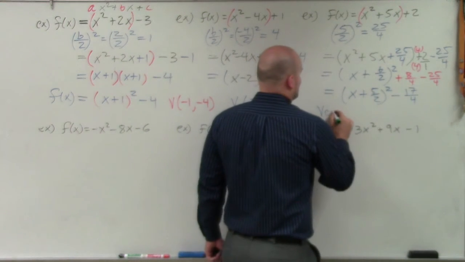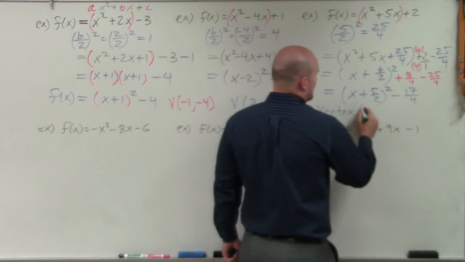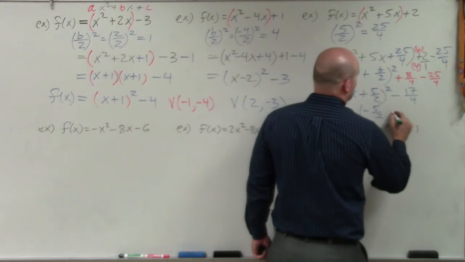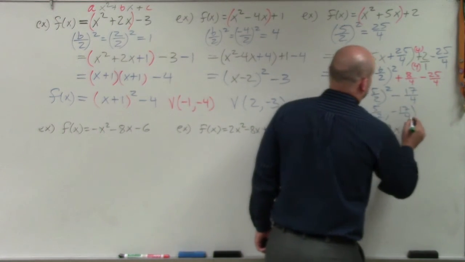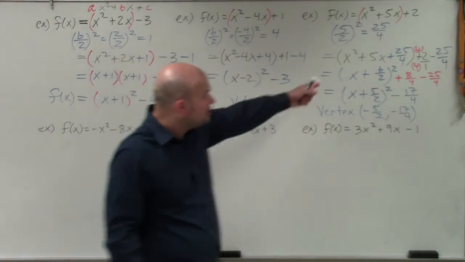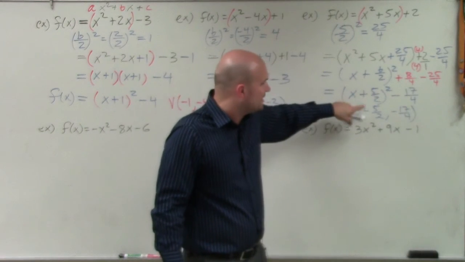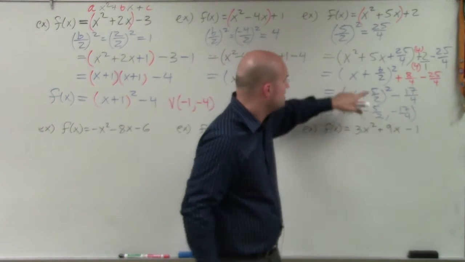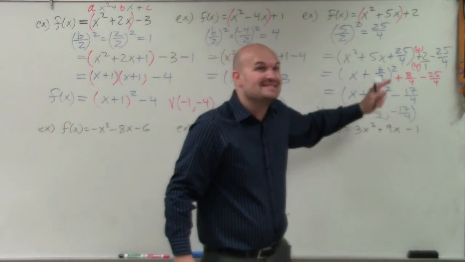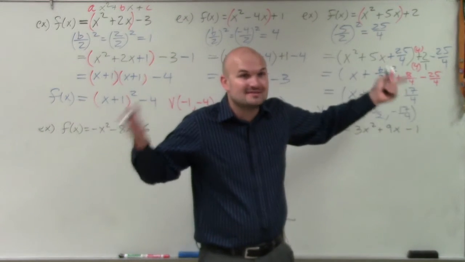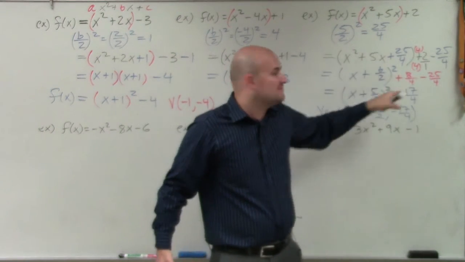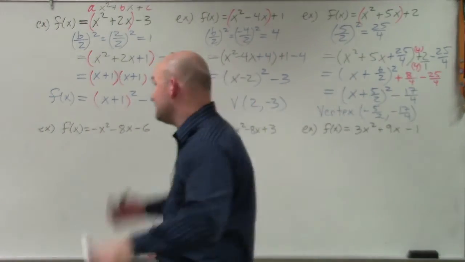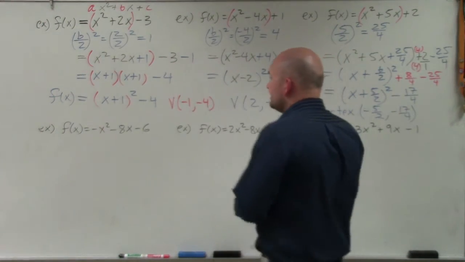So now I can label my vertex just using my h and k: negative 5/2, comma, negative 17 over 4. Okay? So you can look into the factor, and let's just double check this real quick. 5/2 times 5/2 is 25/4, right? You multiply straight across. 5/2 plus 5/2 would be 10/2. 10/2 is 10 divided by 2, which is 5. So that's the factored form. It always works: x plus b divided by 2. Remember it. All right, so I'm going to use that again in an example.